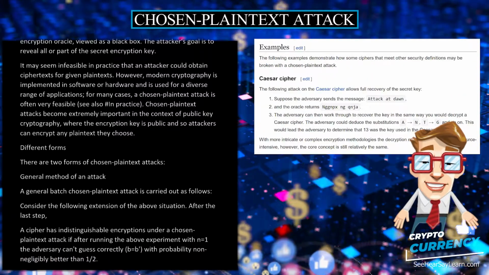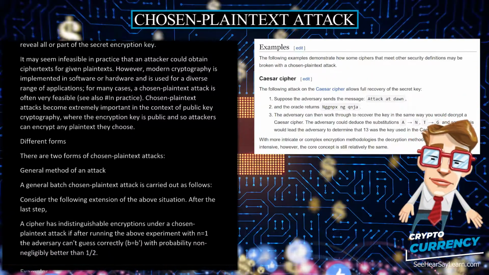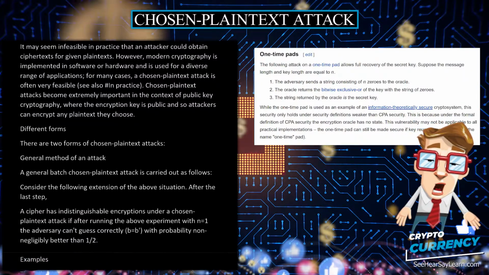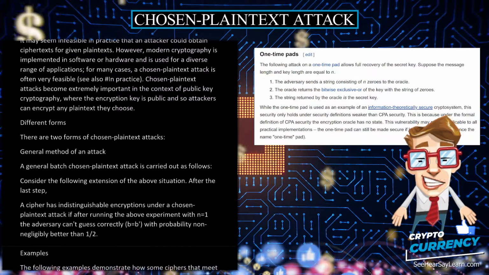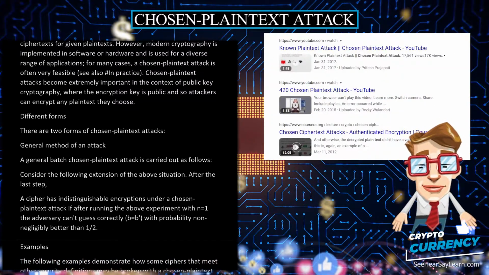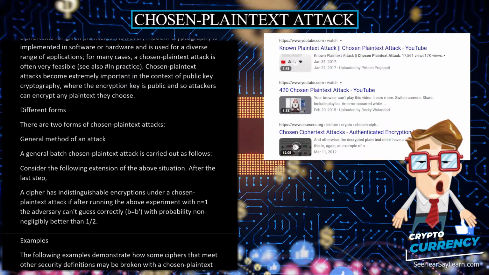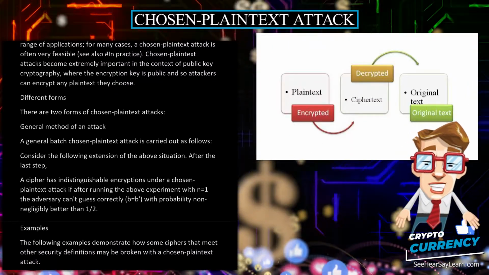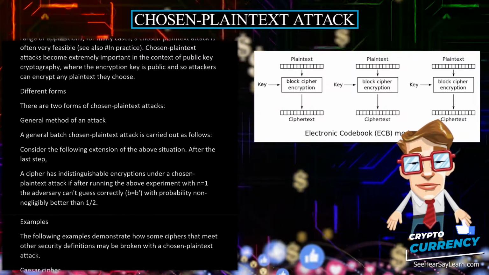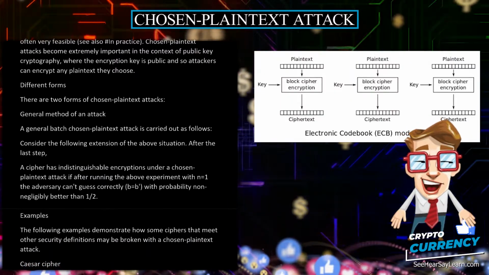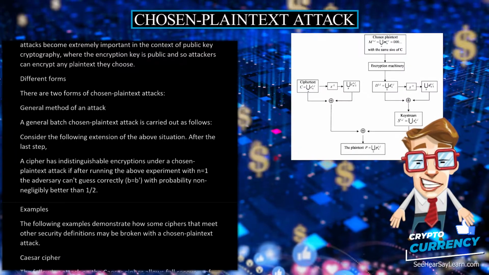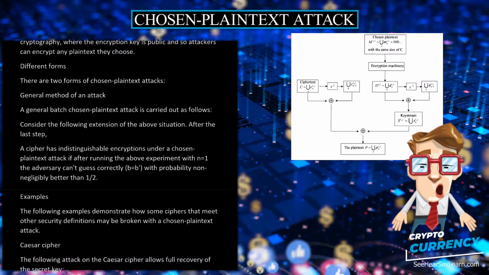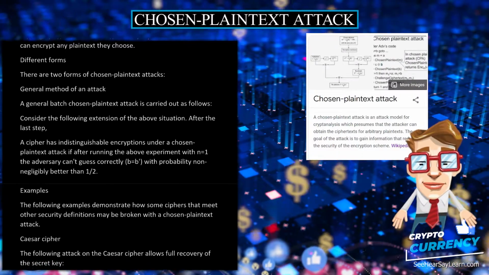Different forms. There are two forms of chosen plaintext attacks. General method of an attack. A general batch chosen plaintext attack is carried out as follows. Consider the following extension of the above situation. After the last step, a cipher has indistinguishable encryptions under a chosen plaintext attack if after running the above experiment with n equals 1 the adversary can't guess correctly, b equals b prime, with probability non-negligibly better than half.